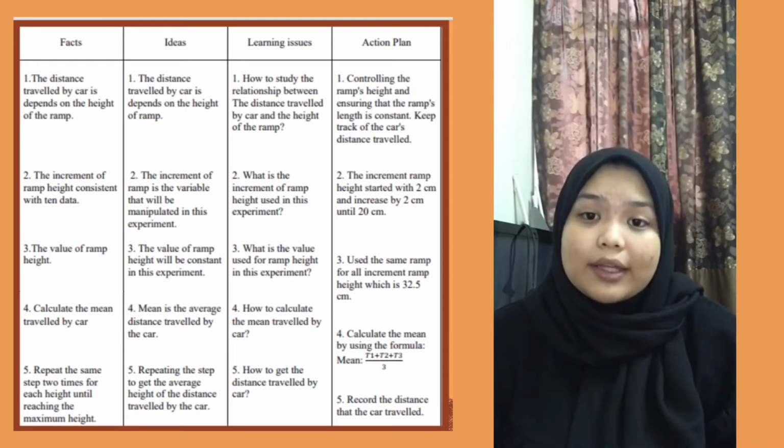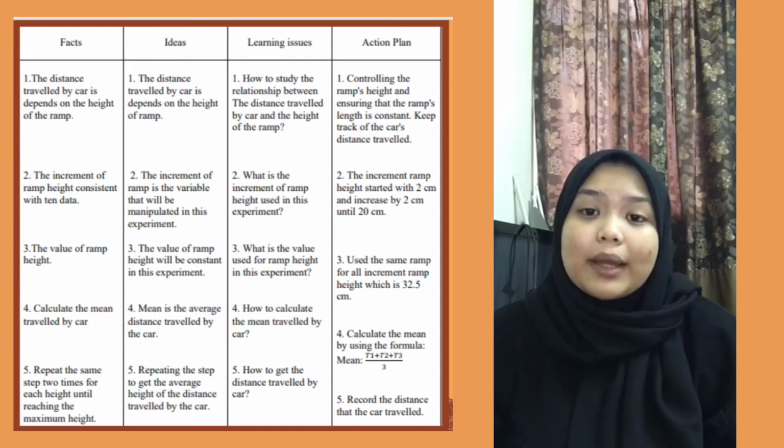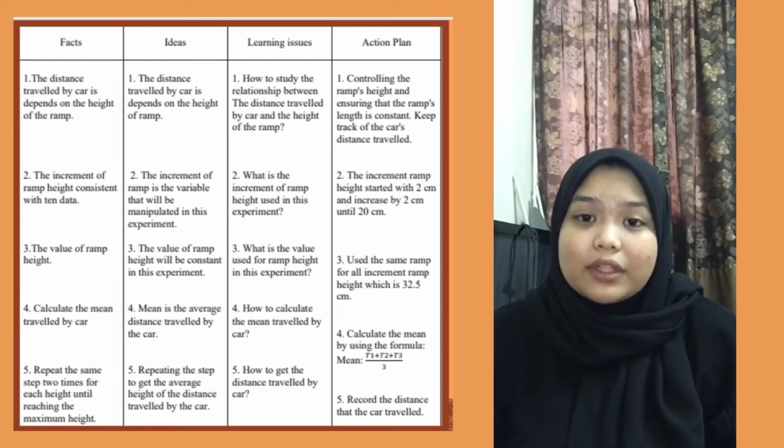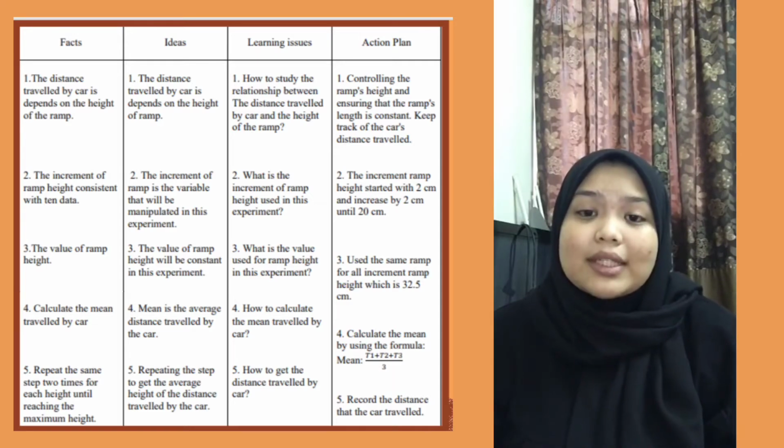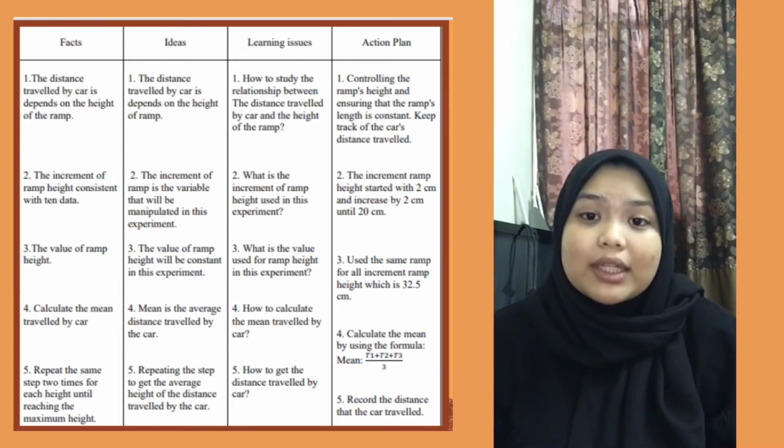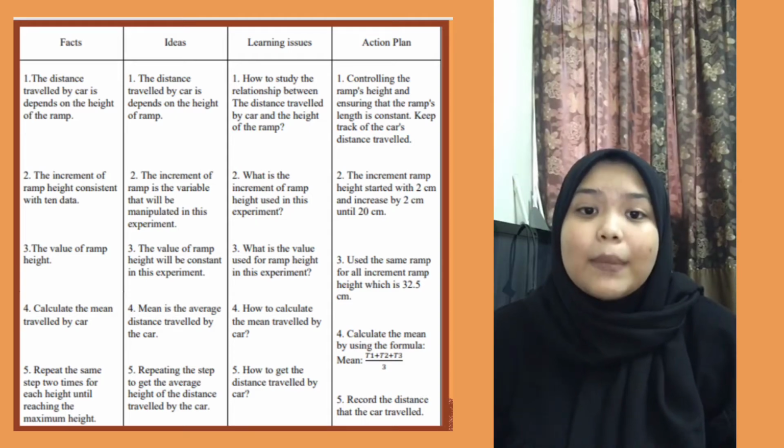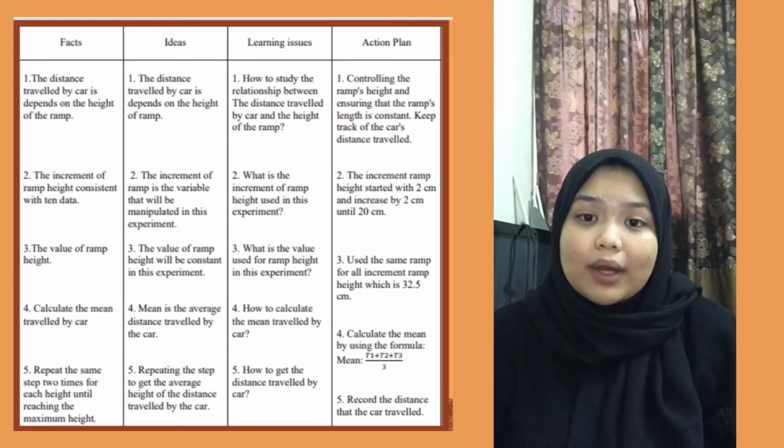The fourth is to calculate the mean distance traveled by the car, which is the average distance. The issue is how to calculate the mean distance traveled by the car. The solution is to repeat the steps 3 times, record the data and calculate the mean by using the formula (T1 + T2 + T3) / 3.